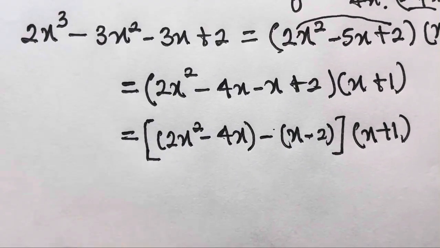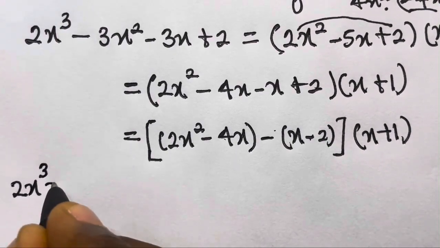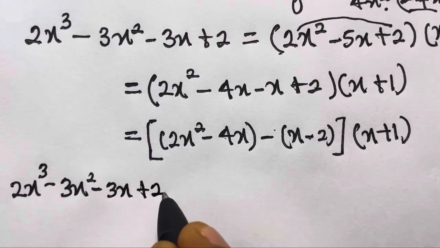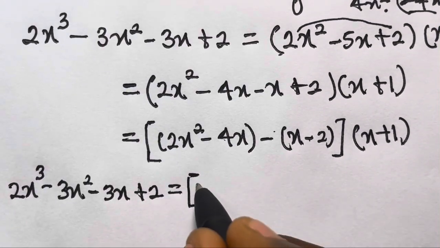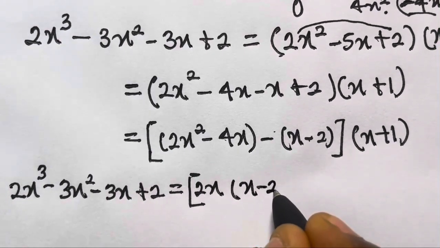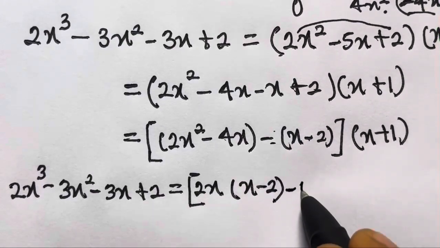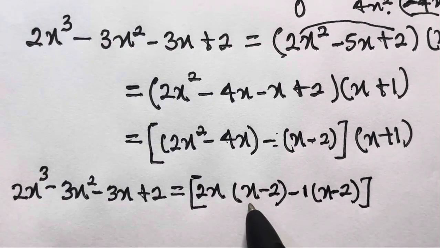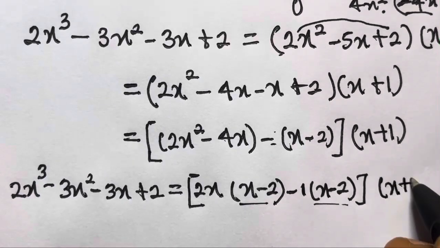So we will have 2x cubed minus 3x squared minus 3x plus 2 equal to this. Now you observe that we have 2x here. We factorize 2x out. Then what is left here is x minus 2. So here as well we have minus 1, and we have x minus 2. In my previous video, I said that you have to take note of this and this. So what is there must be the same with what is there. But here again, we have x plus 1.